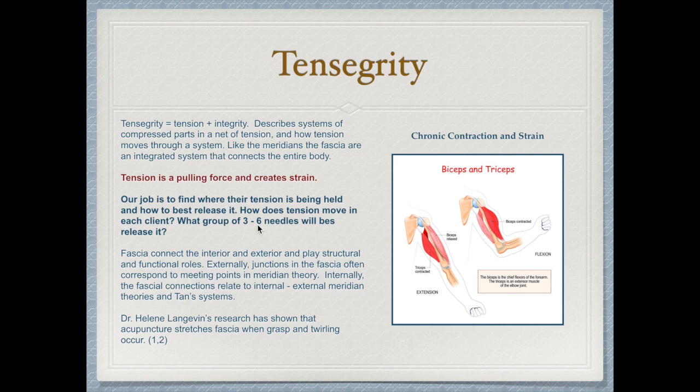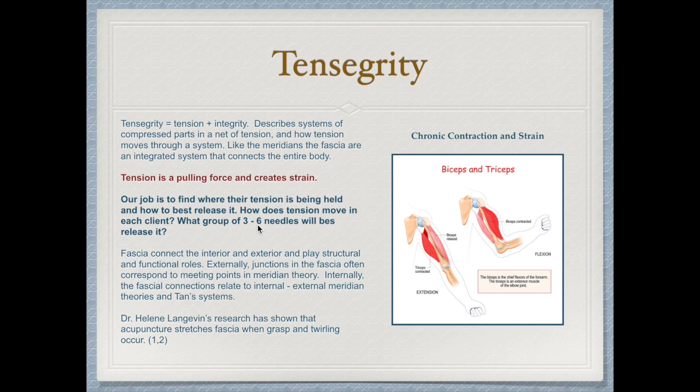The next sentence reads, externally, junctions in the fascia often correspond to meeting points in meridian theory. Okay, so where we have these ideas of traditional meeting points between different meridians, we'll often find anatomical junctions. And this is something I explore a lot more in my 201 and 202 courses. So I'm not going to spend a lot of time on it now because some of you have probably already seen that. And we're just going to cover what's most relevant to the hips and the lumbar area in this course as it relates to structure and function and meeting points and these things.